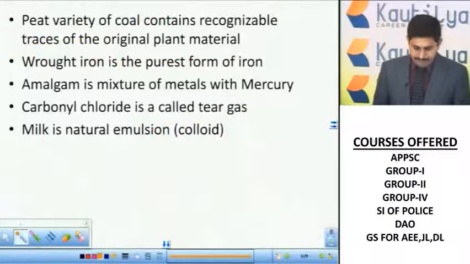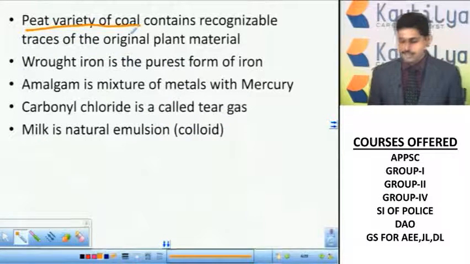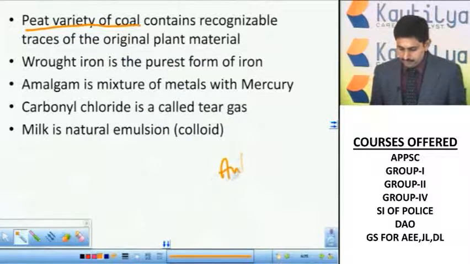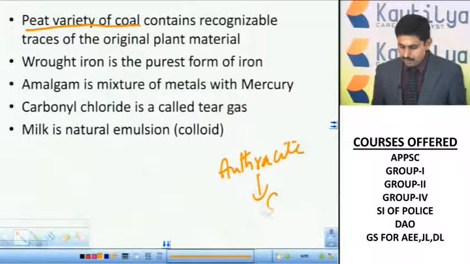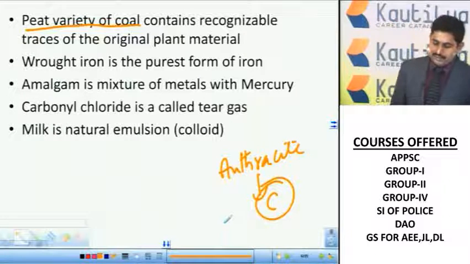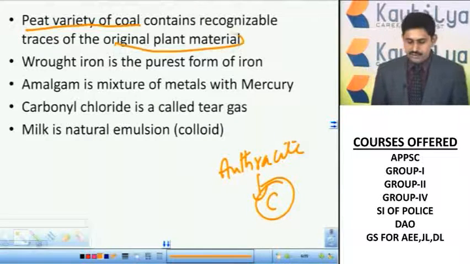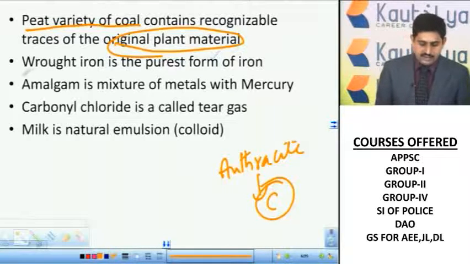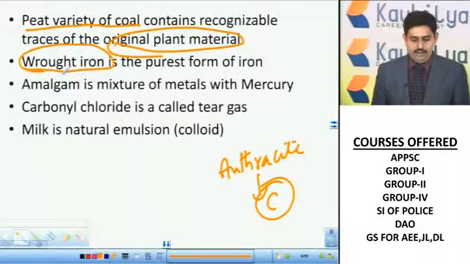Now we have different types of coal. Among the coal varieties, anthracite coal is the richest. The carbon percentage in this coal is very high, whereas peat coal is originally derived from plant material. We also have different types of iron: cast iron and wrought iron. Wrought iron is considered the purest form of iron.